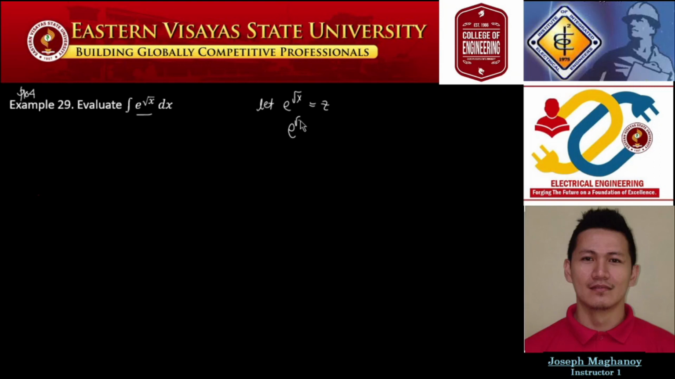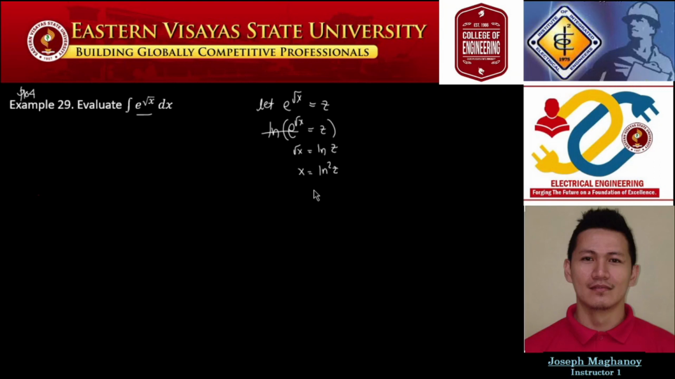So e raised to square root of x is equal to z. If we take ln of both sides, we cancel out ln e, and the remaining is square root of x equals ln z. Then we remove the radical, so x is equal to ln squared z. From the radical, we transpose it to the other side, which is ln squared z.